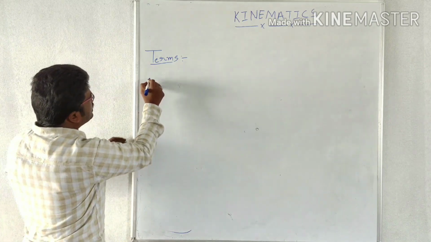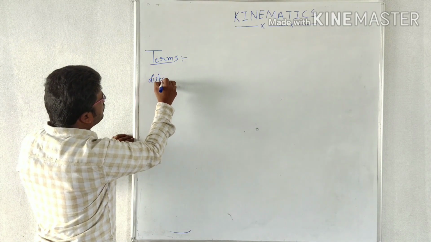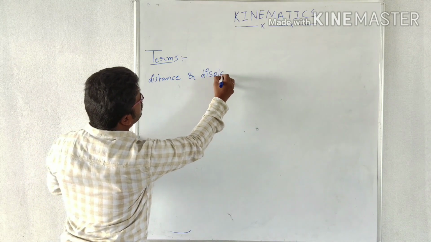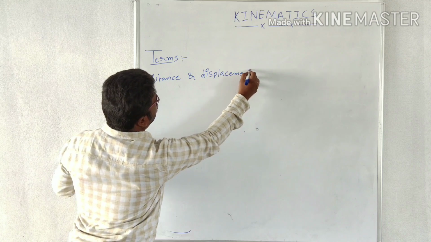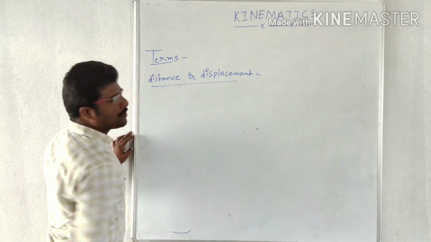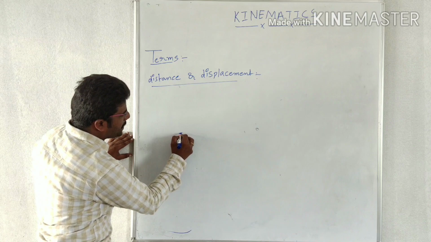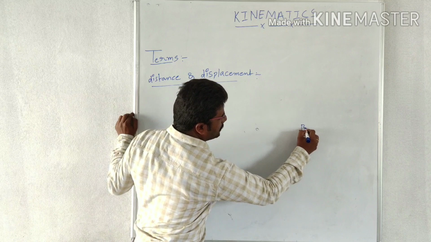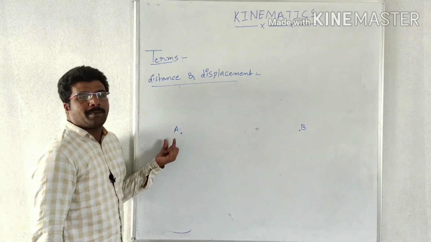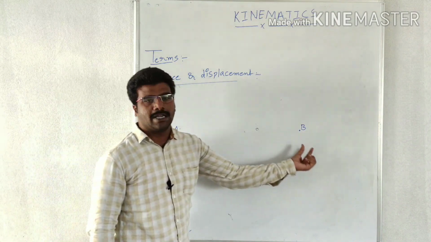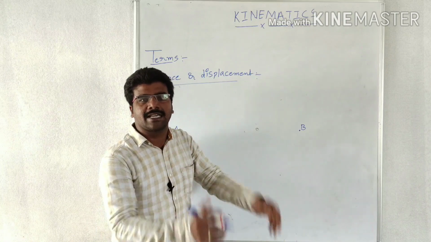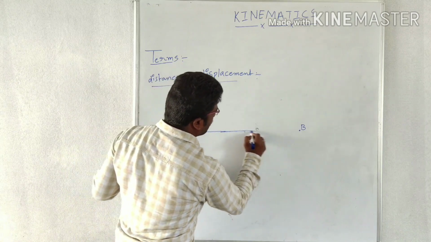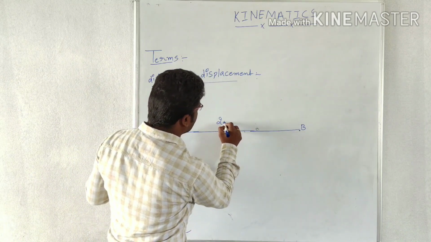So, coming to the differences and definitions between distance and displacement. So, have an idea. Let us consider A to be a point and B to be another point. Let us consider A as the starting point and B as the ending point, that is, our journey ends here. So, the distance from A to B, let us consider, is 200 meters.